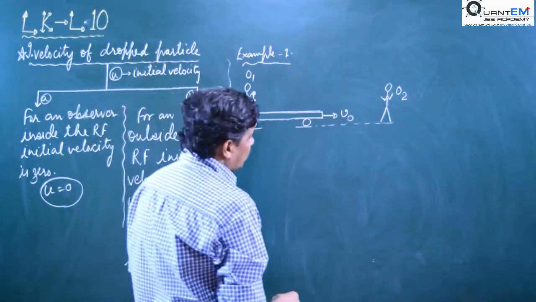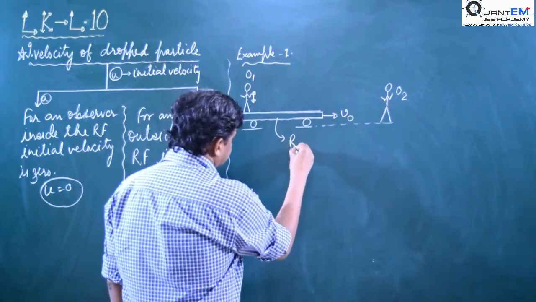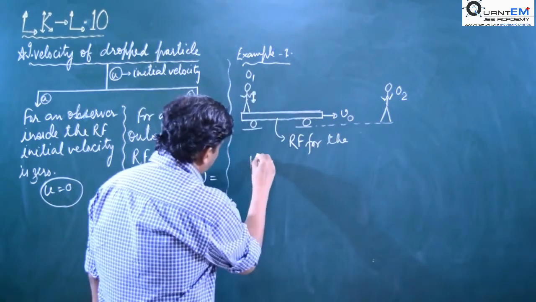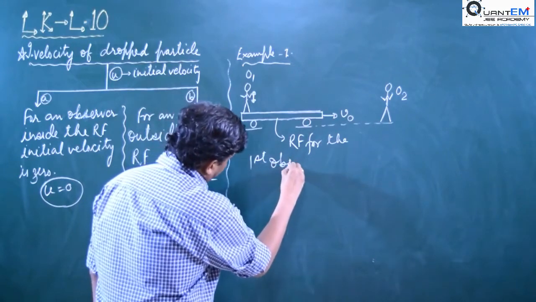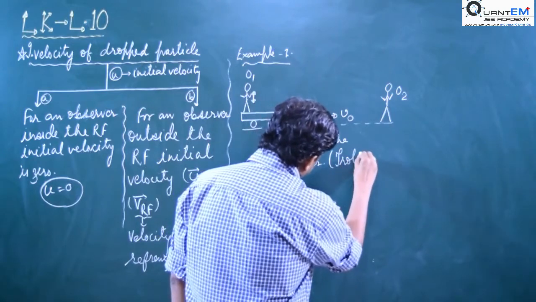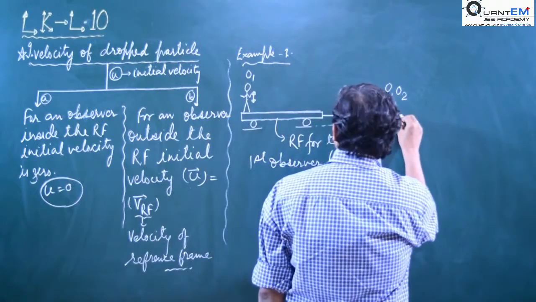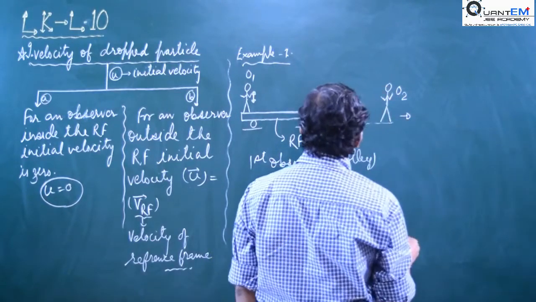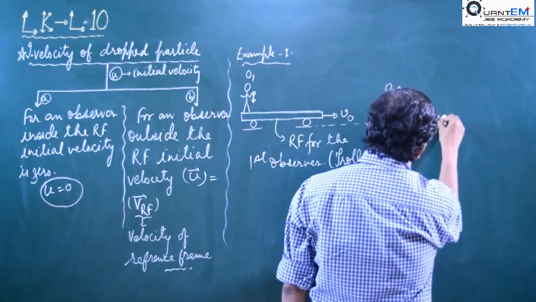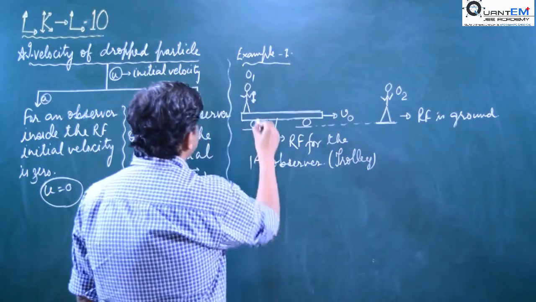So what are the conditions for the first observer and the second observer? See, this one is the reference frame for the first observer. For the first observer, the reference frame is what? It is the trolley. While for the second observer, the reference frame is the ground, static ground. Okay. So this particle P has been dropped.